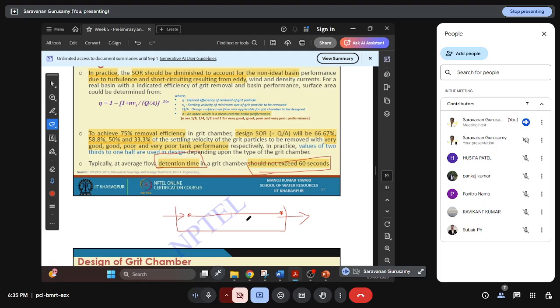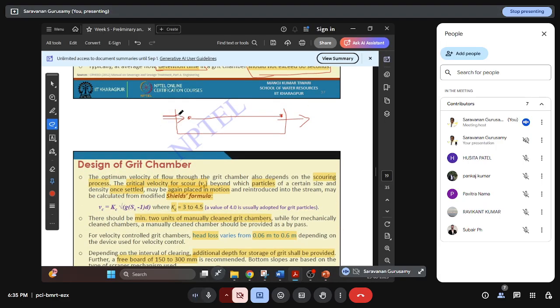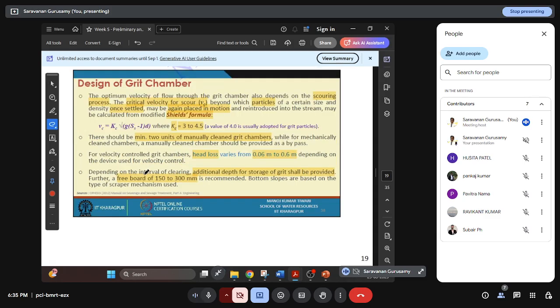So it will be very less for the grit chamber, only 60 seconds. If you think about plain sedimentation and all, it will be 30 minutes, 20 minutes like that. Okay. A particle enters and it will take 20 minutes to travel. That much we have to reduce the velocity, then only it will be removed. But grit chamber, it will always be 60 seconds, not more than 60 seconds.